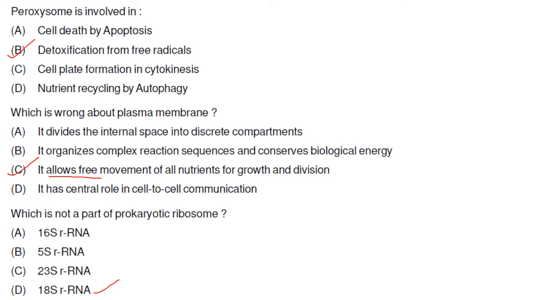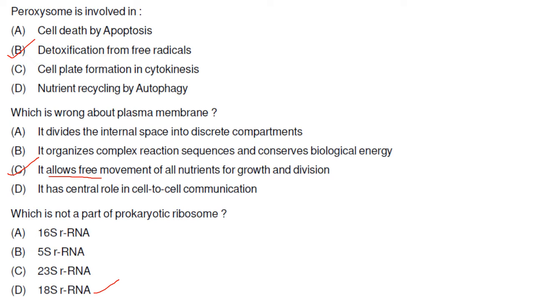Then next one. Which is wrong about plasma membrane? It divides the internal space into discrete compartments. Yes, that is correct. It organizes complex reaction sequences and conserves biological energy. That is also correct. It allows free movement of all nutrients for growth and division. It doesn't allow free movement, so this is the right answer. Option C is the right answer. It has a central role in cell-to-cell communication.